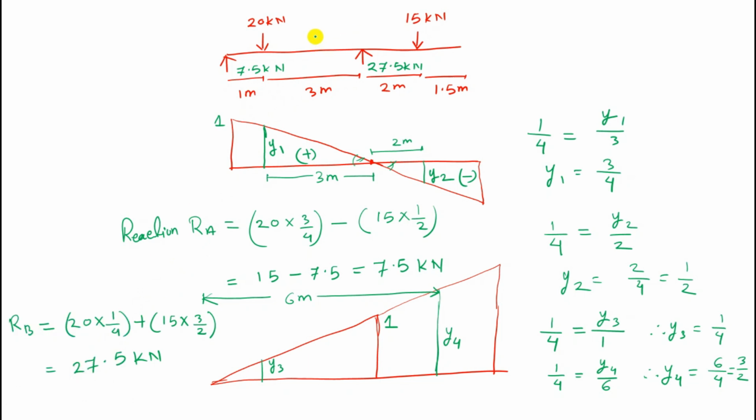Suppose we have a particular section at this point, and this distance is 2 meter. At 2 meter distance from point A, we have a section, and at this section we have to calculate the shear force. So this is the simply supported beam.